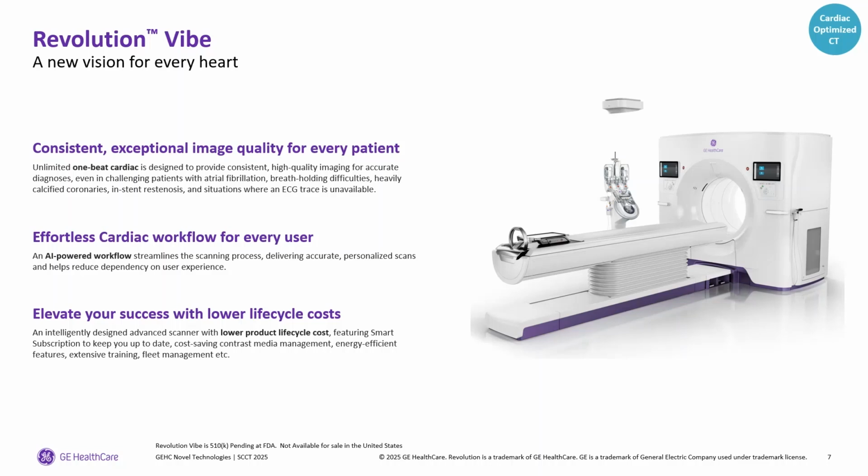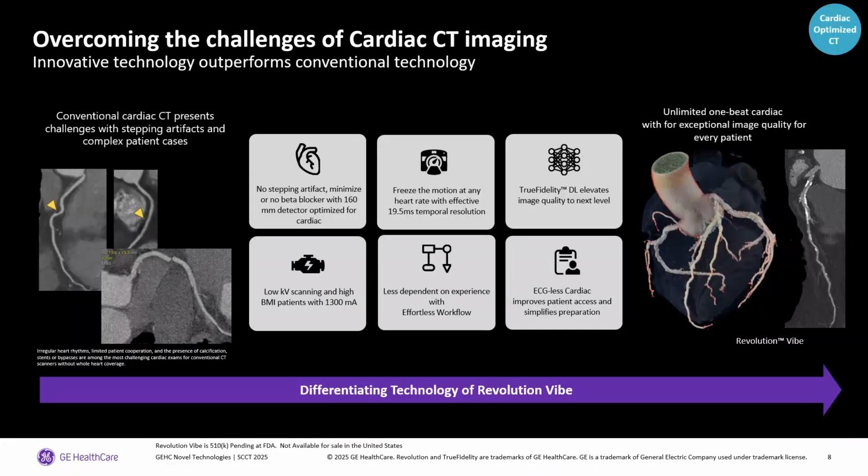And because we want to make it more accessible, it's designed to lower the overall life cycle costs of running a cardiac CT practice. This is not a compromised CT. It's a high-power CT with innovative technologies, including a 16-centimeter detector to help overcome the challenges of stepping artifacts in complex patient cases. It has a high-powered tube at 1300 mA. It has fast rotation speeds, high temporal resolution, the technologies that you need to provide exceptional image quality for every patient.